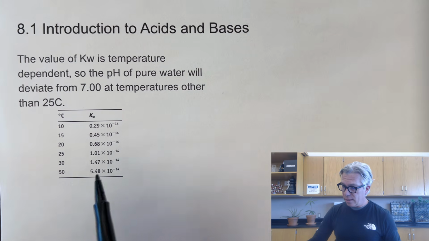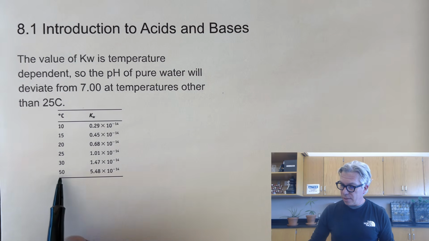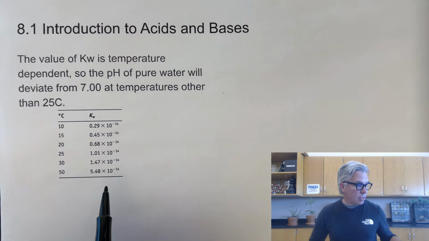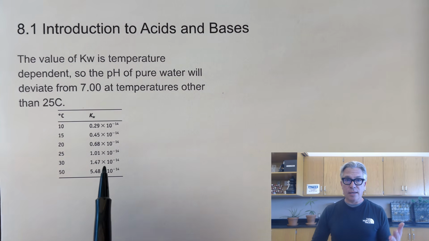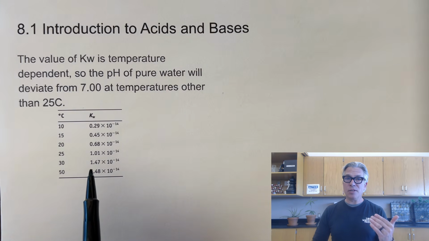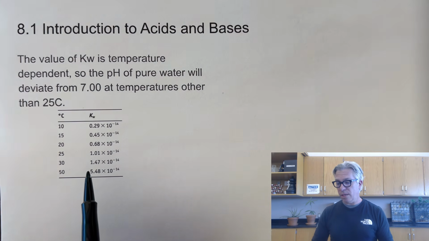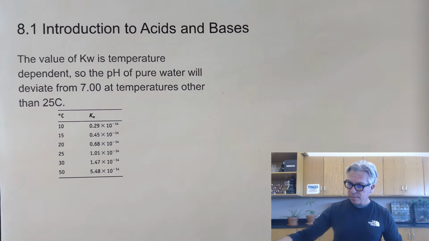And so we get this situation where at 50 degrees Celsius, it might be 5.48 times 10 to the minus 14th. And so if you take the square root of that, you would get a value of like 6.63 or something like that. You would actually have a pH that's lower than 7, even though it's neutral because both H and OH are being produced. So that's a little mind boggler for you.